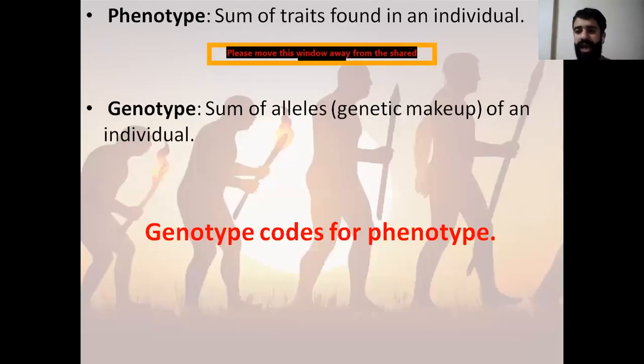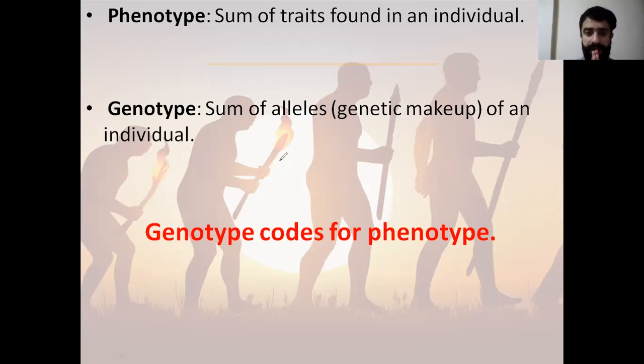We said the phenotype is the sum of the traits in the individual, whereas the genotype is the sum of alleles, the genetic makeup. For example, blood group A. But first of all, before I move to blood group A, I want to ask a question. What are the different alleles for the blood group? Raise your hands. How many alleles do we have for the blood group?